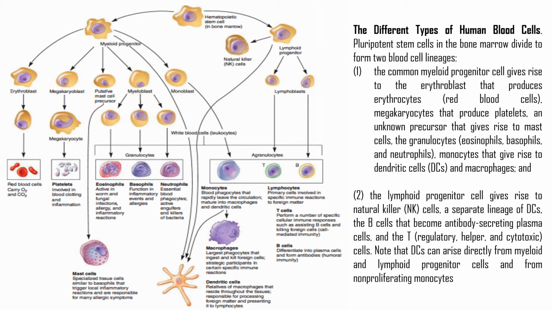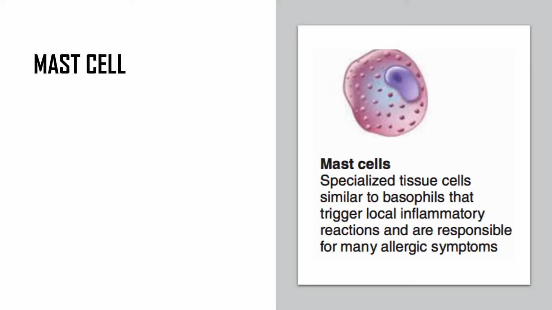The second type of lineage is lymphoid progenitor. Lymphoid progenitor cells give rise to natural killer cells, as a separate lineage of DC or dendritic cells, the B cells that become antibody secreting plasma cells, and the T regulatory, helper and cytotoxic cells. Note that dendritic cells can arise directly from myeloid and lymphoid progenitor cells and from the non-proliferating monocytes.